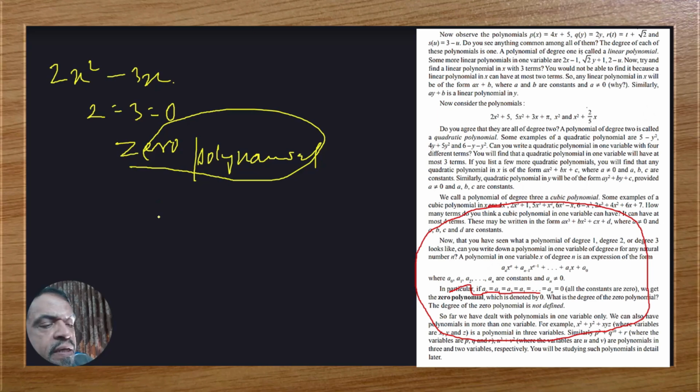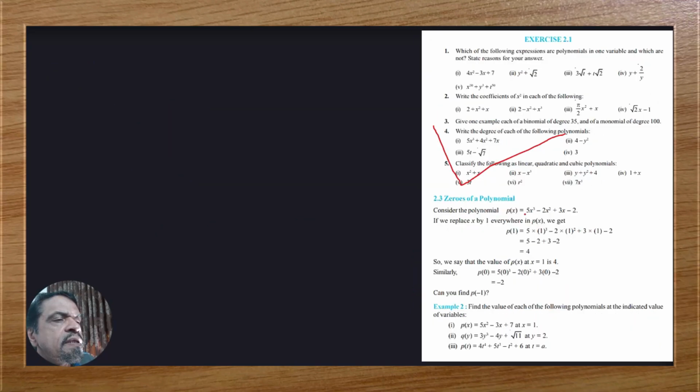What about a constant? Just now we saw this is a constant. The degree of a constant polynomial is 0. What about the degree of the zero polynomial? The degree of the zero polynomial we can't define here, because whatever we put here, it will always be 0. So we can't define it. The degree of the zero polynomial cannot be defined. So here it is mentioned that the degree of the zero polynomial is not defined.